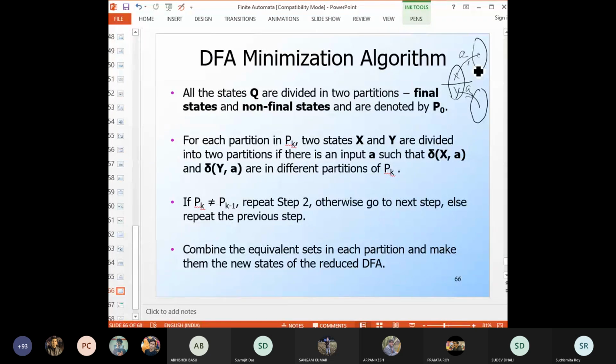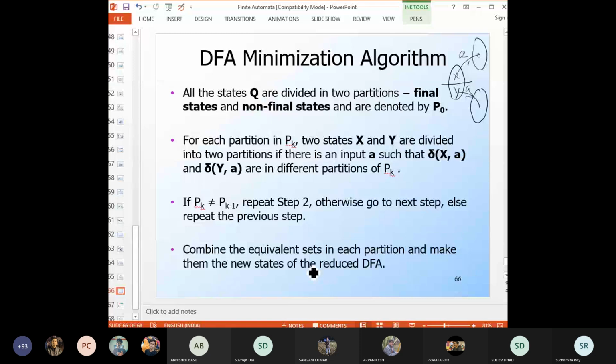Once you break partitions, you make smaller blocks in the partition, and then you do the entire checking all over again and see which partitions have to be further broken. If you find for two consecutive iterations that the partitions remain the same, they are not further disintegrating, then it means that you have found the final partitioning.